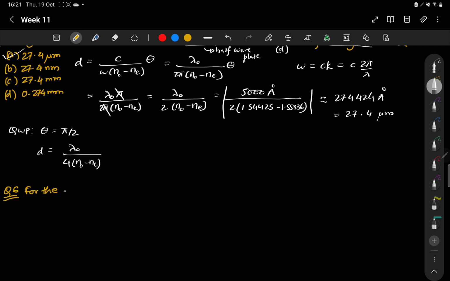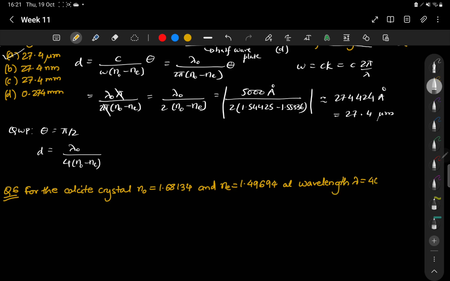For the calcite crystal, another material which is used to study birefringence, NO equals 1.68134 and NE equals 1.4694 at wavelength lambda equals 4046 angstroms.